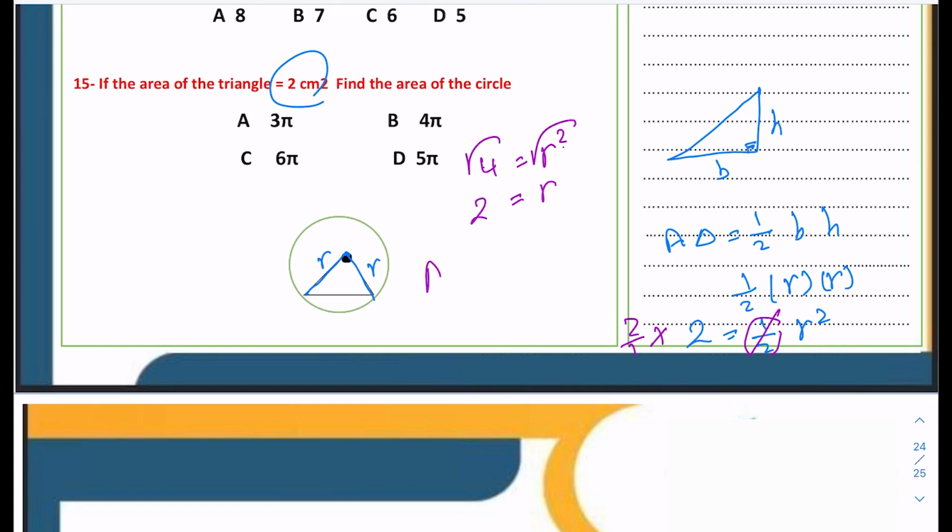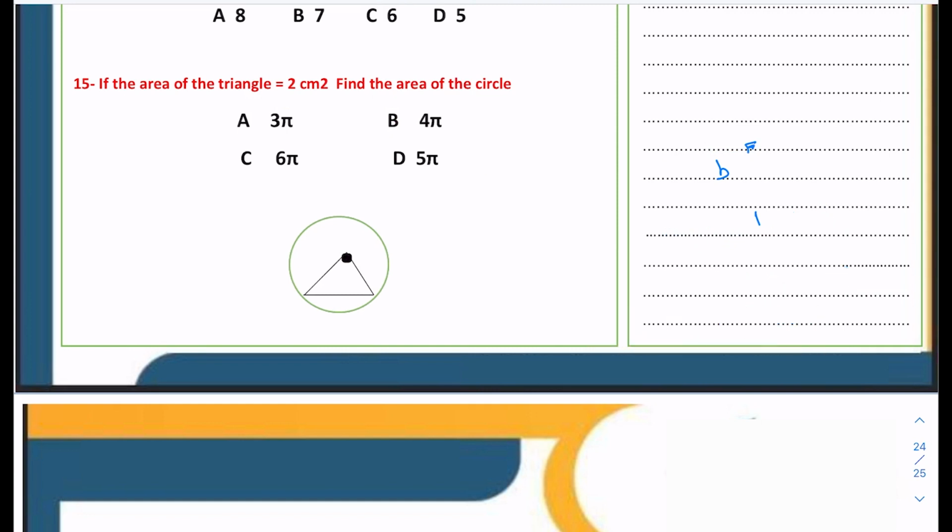Now, what is the area of the circle? Equals pi r squared, right? The radius is 2, so it is 4 pi. So here I have to connect between the given information and the question. You have to work smart.